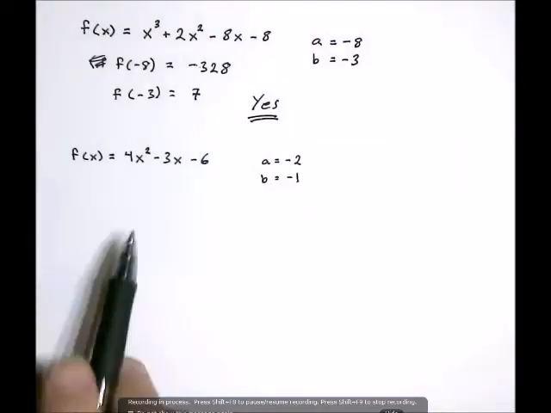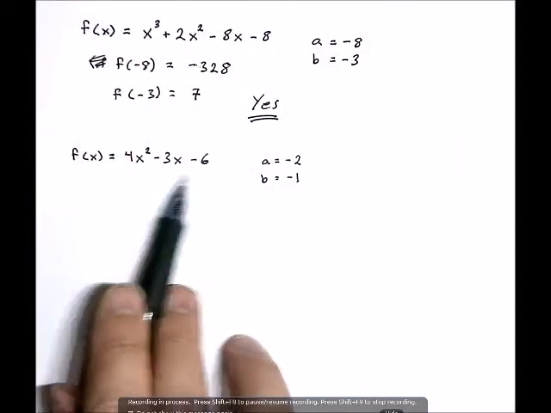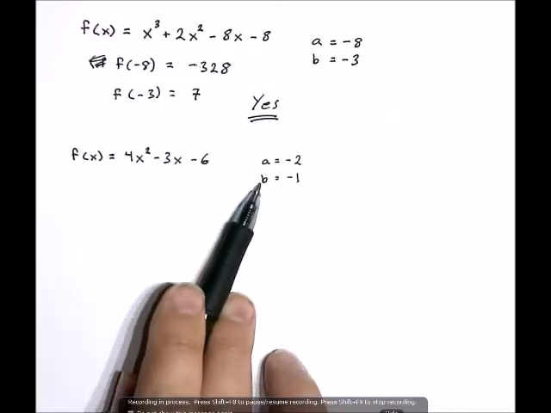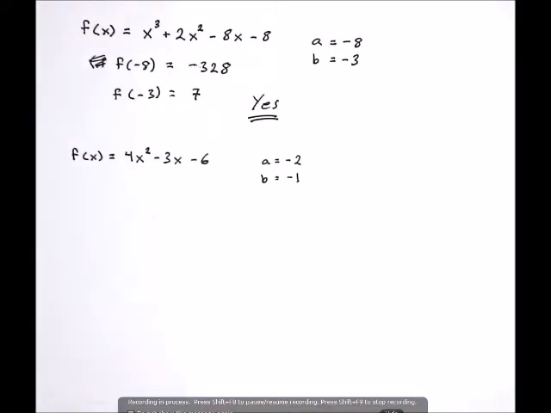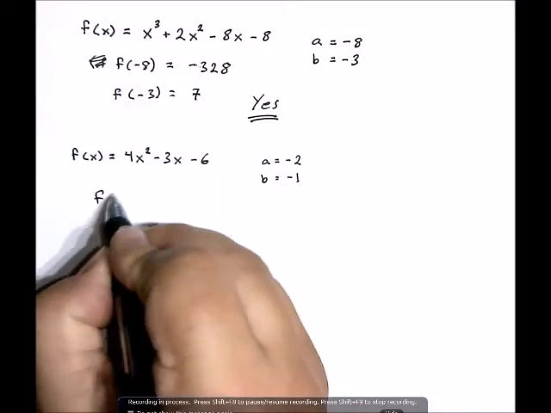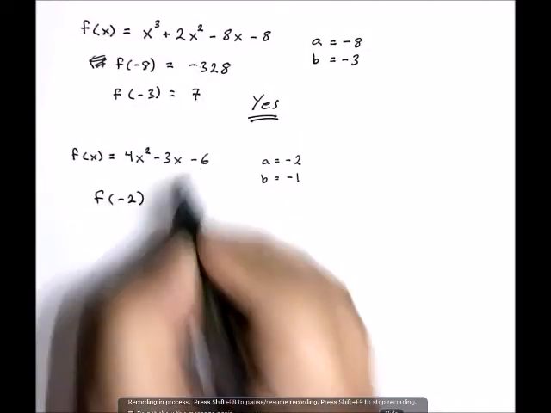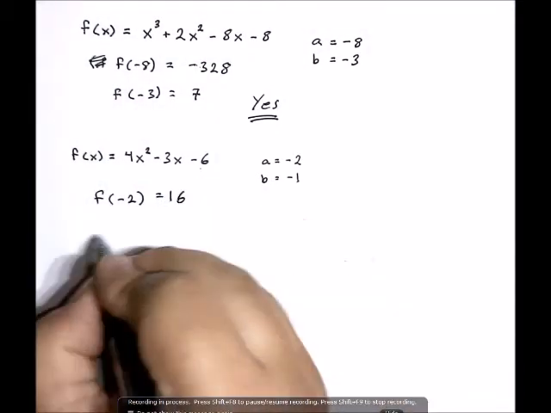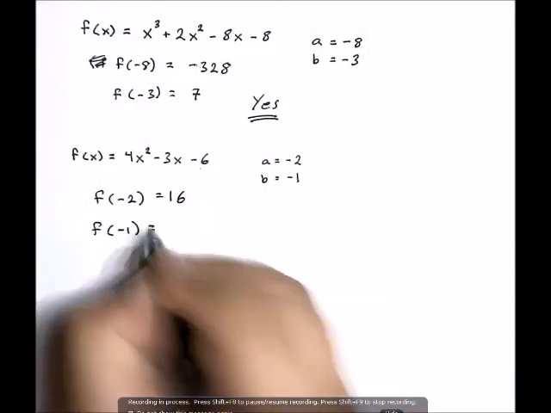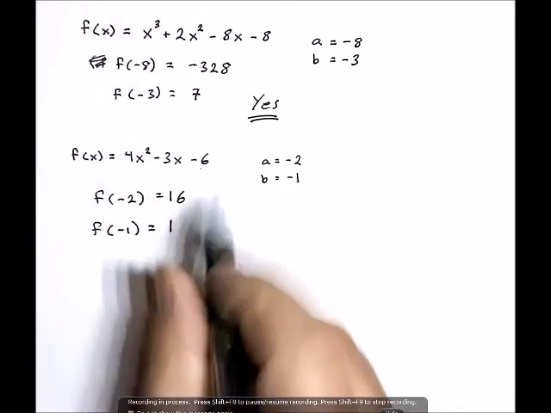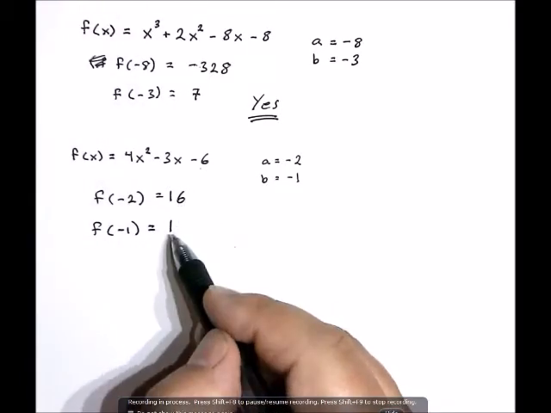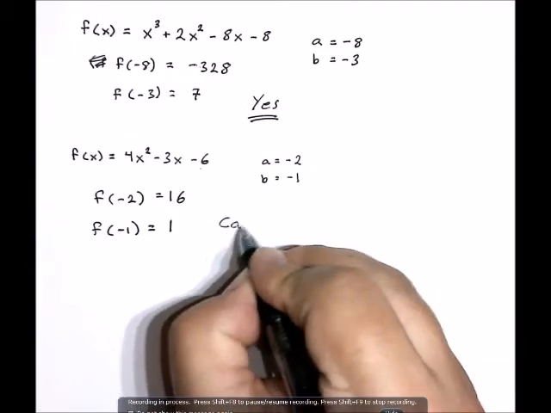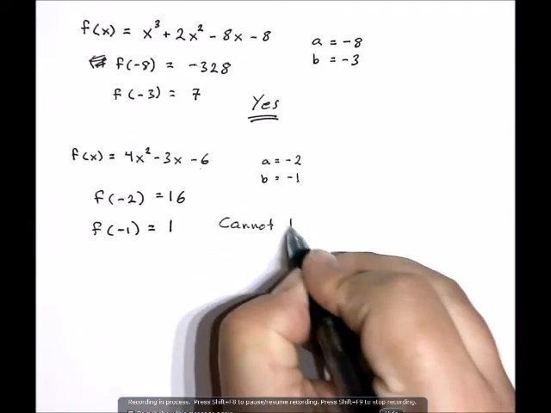So let's try another one. 4x squared minus 3x minus 6. Does the intermediate value theorem guarantee a zero between -2 and -1? Well, when I plug -2 into this equation in my calculator, I get a 16 out. And when I plug -1 in, I get a 1 out. They're both the same sign. There might be a zero in between, but if they're the same sign, you cannot tell.